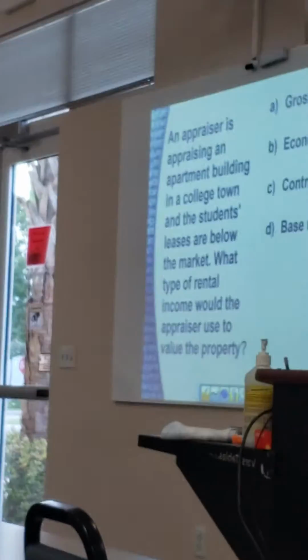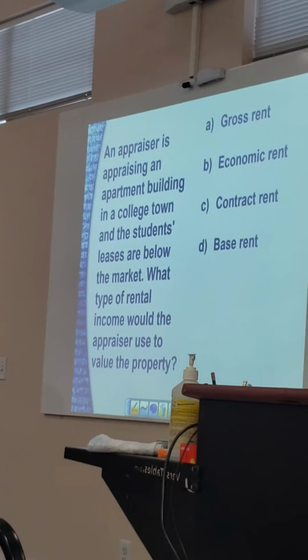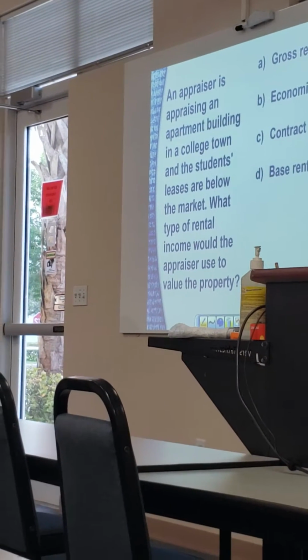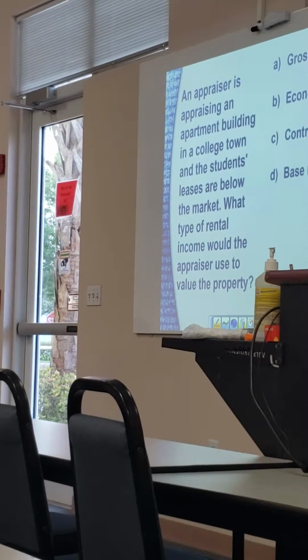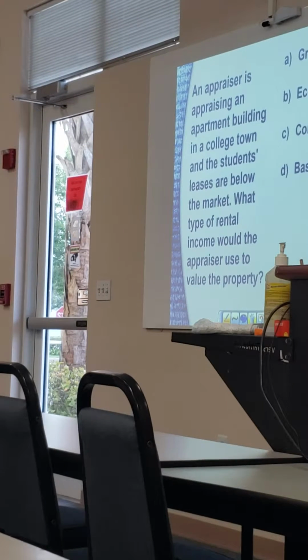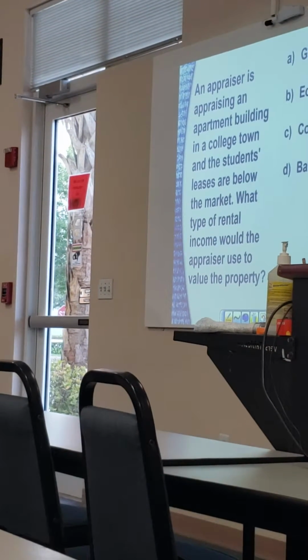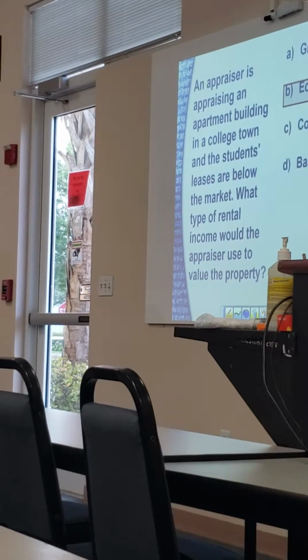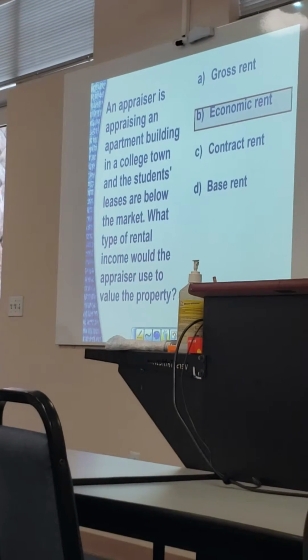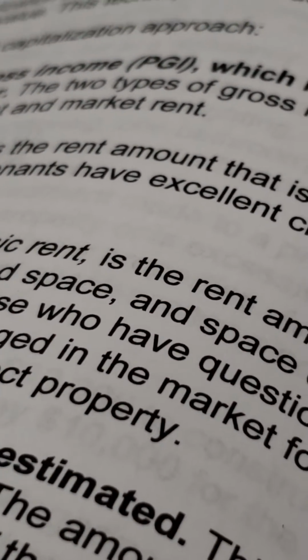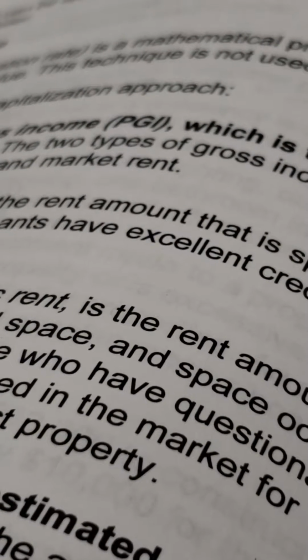Appraisers are appraising an apartment building in a college town, and the student leases are below the market. What type of rental income would the appraiser use to value the property? The appraiser says, I need to use the rent. What rent am I going to use? Contract or economic? I will use economic rent. What it should bring. Contract rent, I only use if I'm going to determine investment value. It's called contract rent for investment value, economic rent for market value.